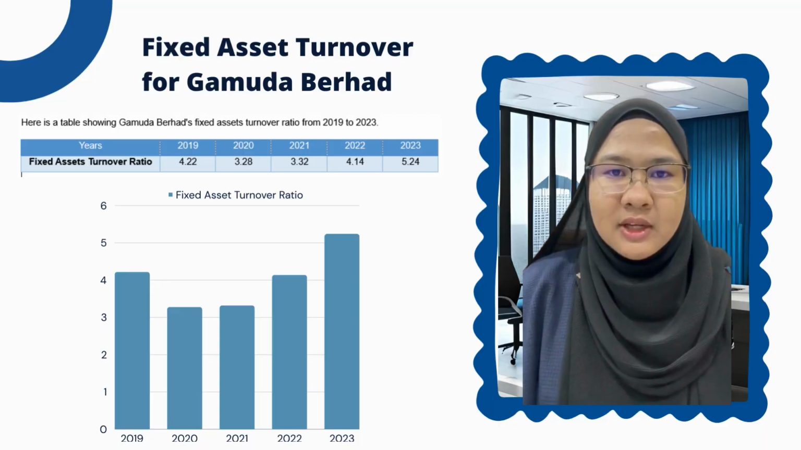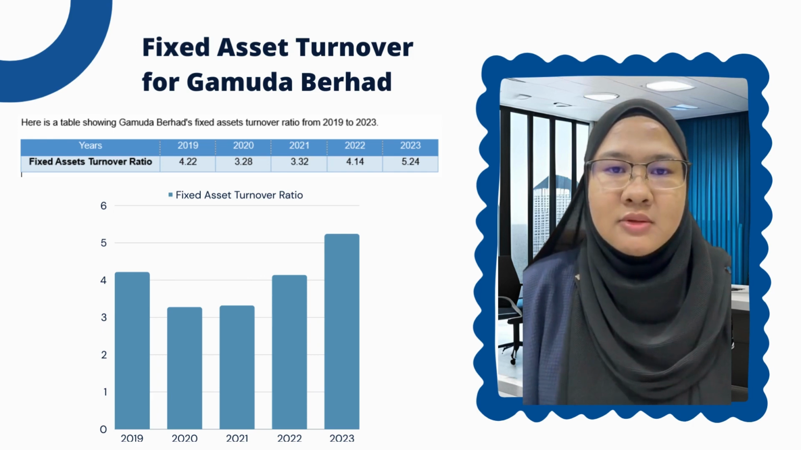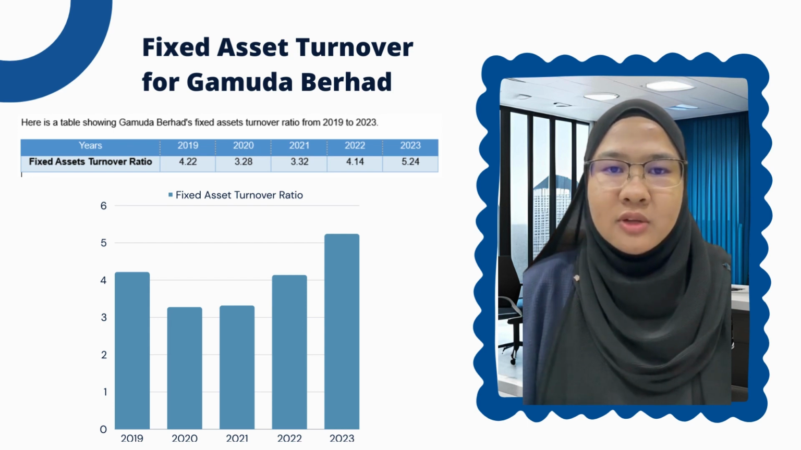Based on the data table and graph, Gamuda Berhad displayed diversity over the 5 years. In 2019 and 2020, the ratio decreased but recovered in 2021 and consistently increased until 2023. This indicates improvement in utilizing fixed assets and increased productivity.